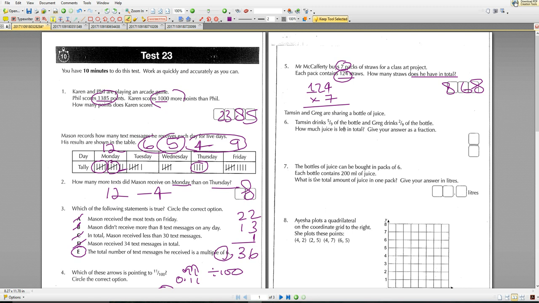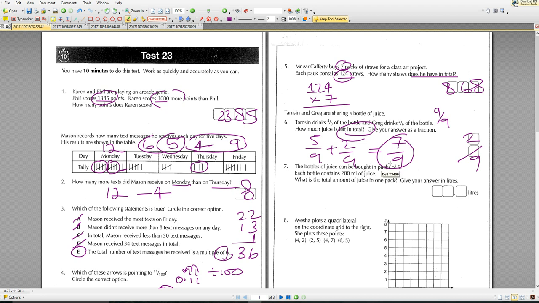Question number 6. Tasmin and Greg are sharing a bottle of juice. Tasmin drinks 5/9 of the bottle and Greg drinks 2/9 of the bottle. So 5/9 and 2/9 are drunk. Now when you add fractions, you add the top numbers as long as the bottom numbers are the same. So 7/9 has been drunk altogether. How much juice is left? So the remaining, however much more we need to make 9/9. So that will give us a total of 2/9. Because 7/9 add 2/9 will give us the full amount, which is 9/9. Which is the whole lot.